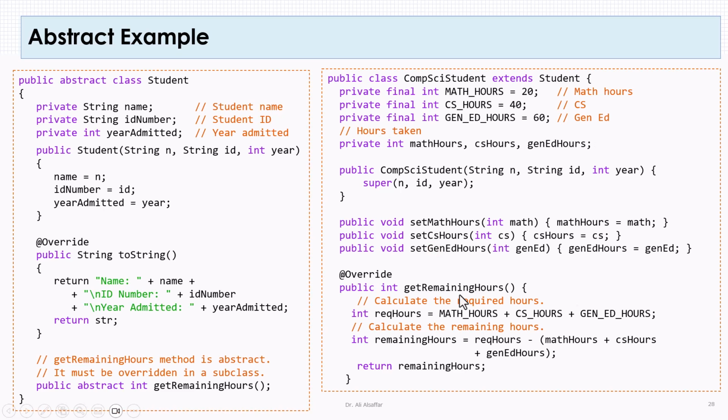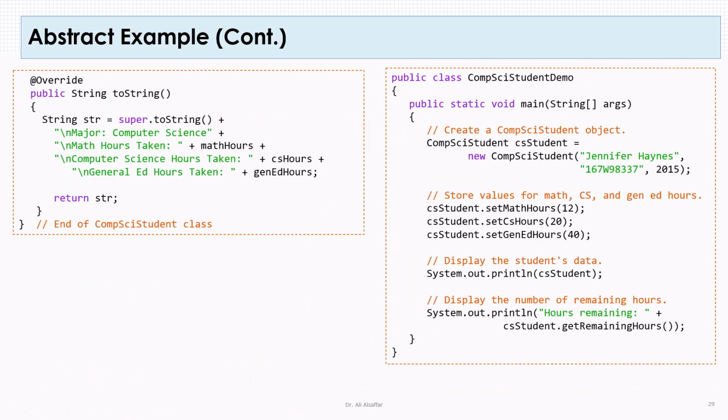So now let us continue and see the rest of the members of the computer science class. As you can see, it has a toString method that calls the super toString method from the superclass student. Here is a small demo program that creates a computer science student and calls the methods for setting math hours, CS hours, and general education hours. Then after that, it will call getRemainingHours, which was an abstract method in the superclass, but it was overridden in the subclass computer science class.